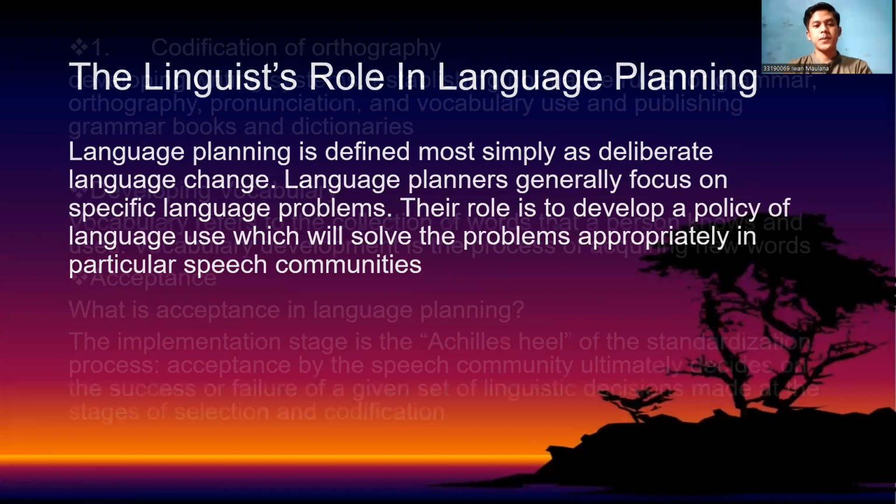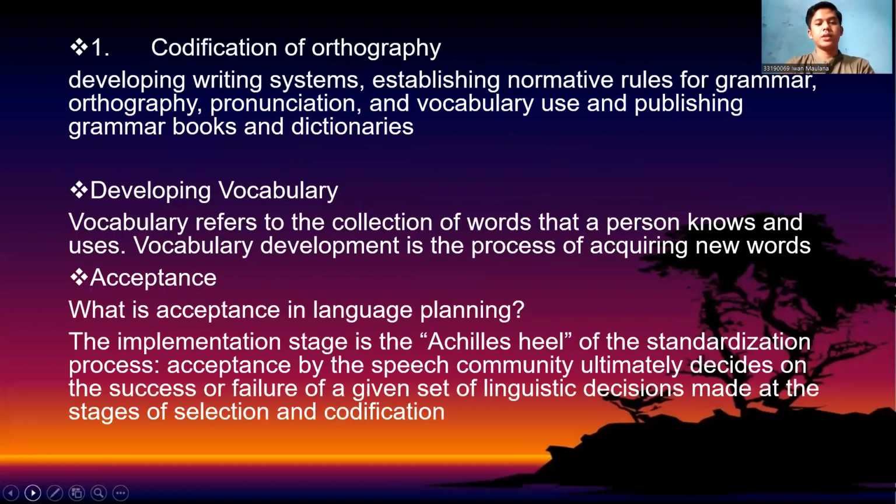Next, codification of orthography. Codification is a writing system establishing normative rules for grammar, orthography, pronunciation, and vocabulary, such as publishing grammar books and dictionaries. Developing vocabulary. Vocabulary refers to the collection of words that a person knows and uses. Vocabulary development is the process of acquiring new words.